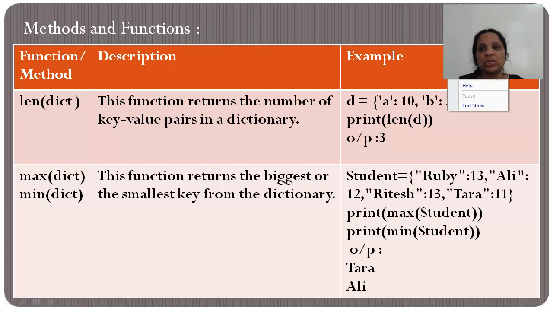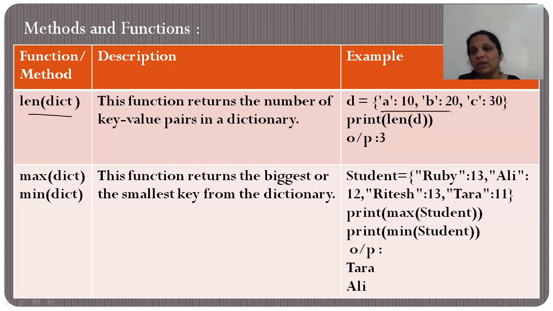The first function is called the len function. So what is the len function going to do? It's just going to tell me the number of elements in the dictionary. Each element represents a key value pair. So in this example, I have three elements: key A with value 10, key B with value 20 and key C with value 30. So the len is going to give me three elements, and it has displayed the answer as 3.